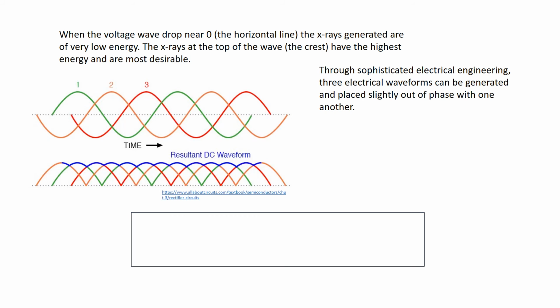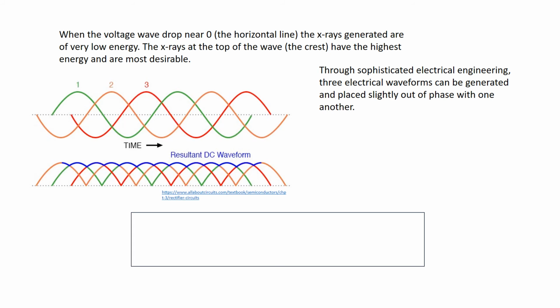When we look at the diagrams of waveforms, I want you to look, we've got a horizontal line going across, and then we've got these waves of energy in a sinusoidal pattern, up and down. And I want you to notice the top statement. When the voltage wave drops near zero, the horizontal line, the X-rays generated are of very low energy. The horizontal line is zero.